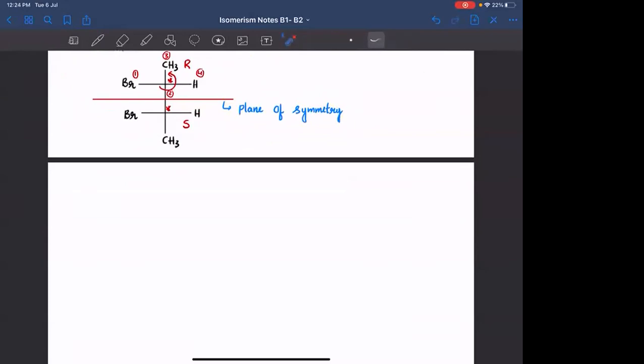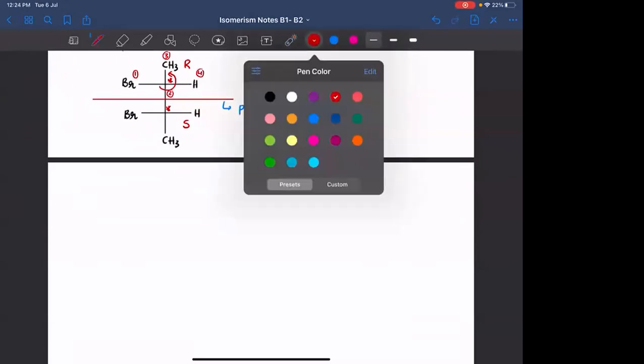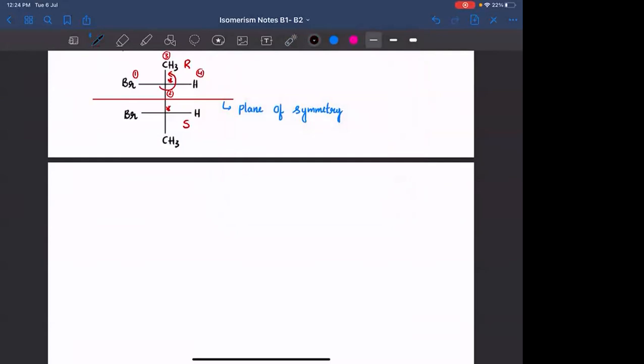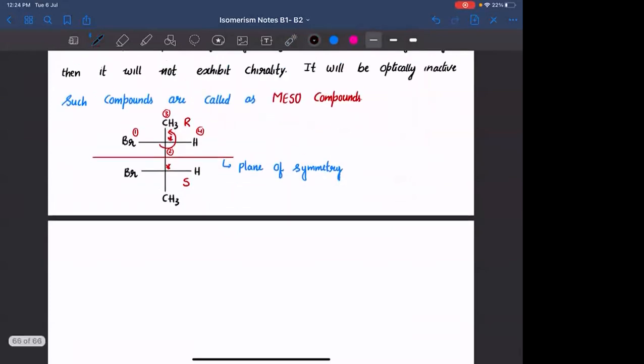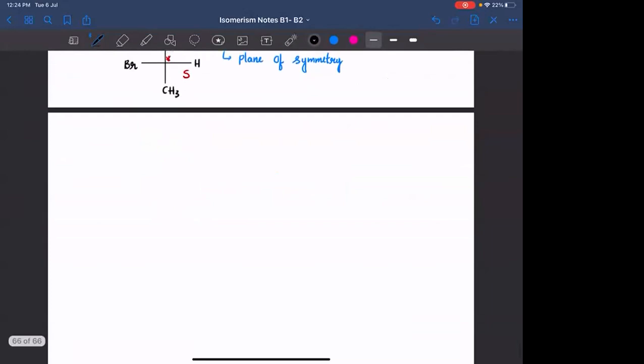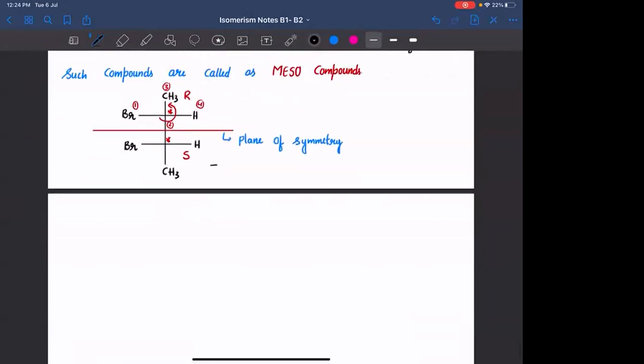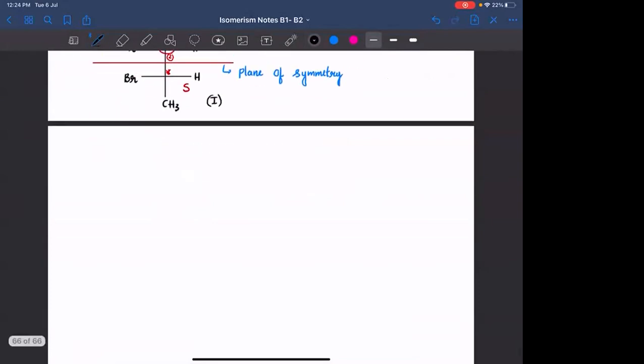If I mark this molecule, let us call this molecule 1. I'm marking another molecule.